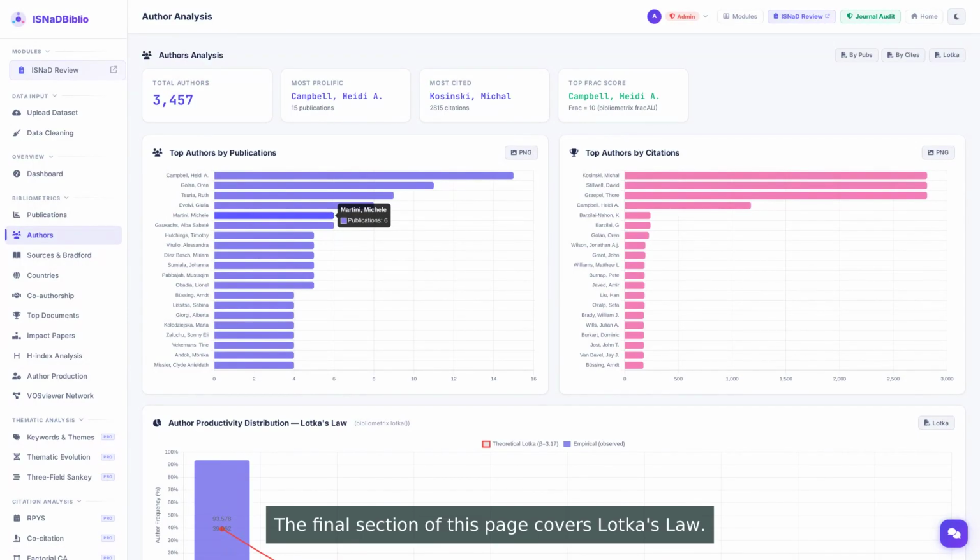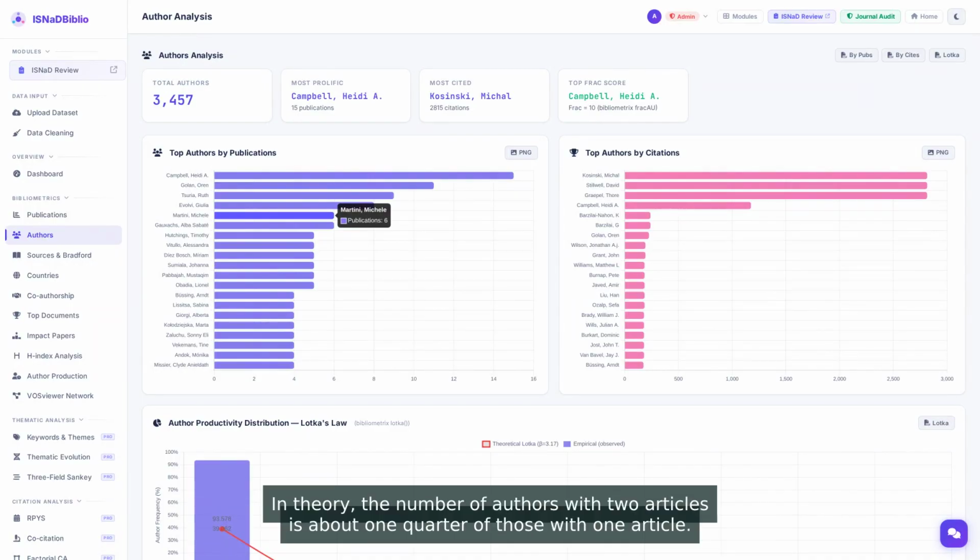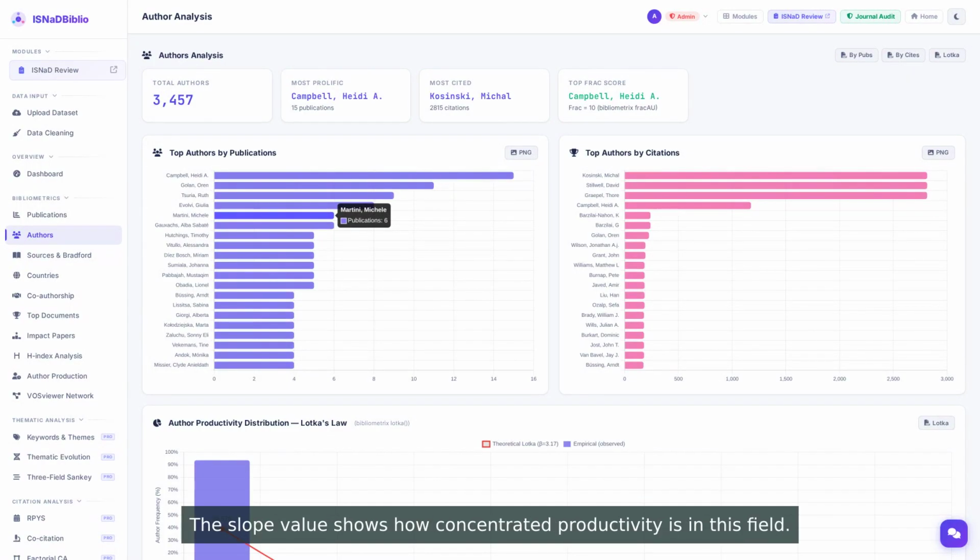The final section of this page covers Lotka's law. Lotka's law states that most authors produce only a single work. Only a small number of authors go on to produce many works. In theory, the number of authors with 2 articles is about 1/4 of those with 1 article.